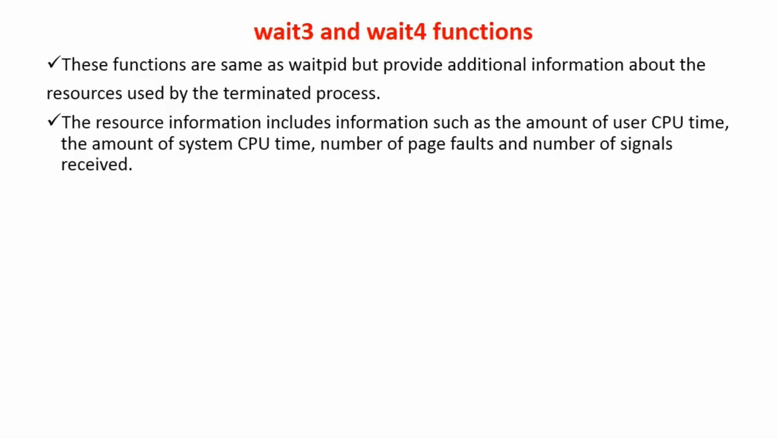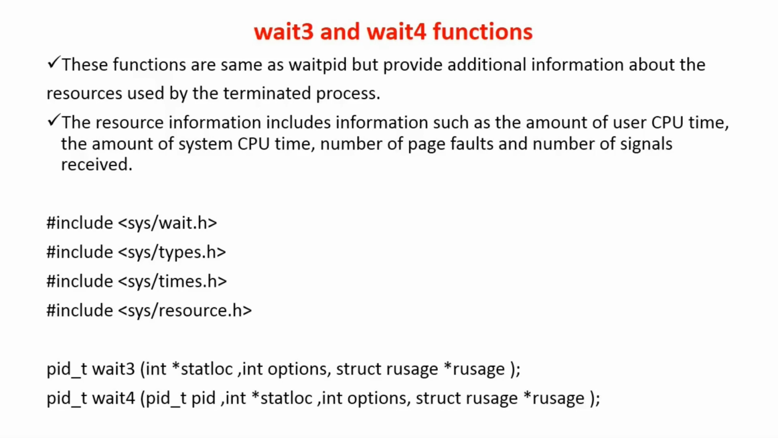If you want to know this information about the process which has terminated, you can use the wait3 and wait4 functions in your program, and then you will get all this information. And this is the syntax for wait3 and wait4. You need to include all the required header files, and then you can call wait3 with the following arguments.